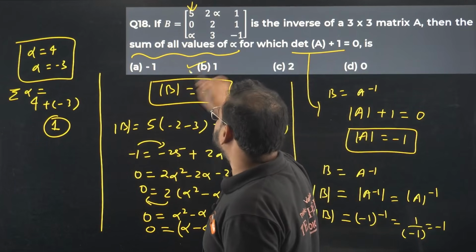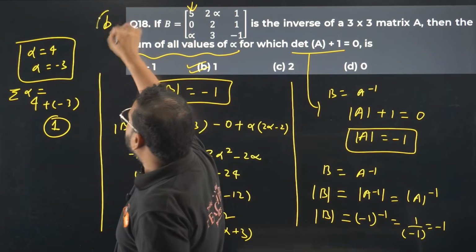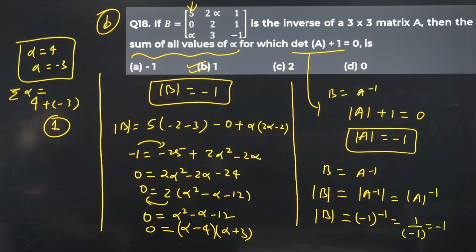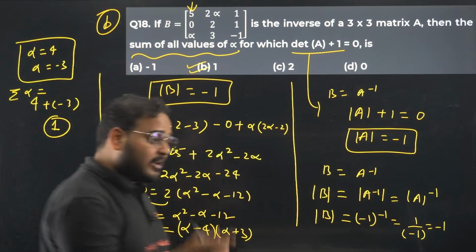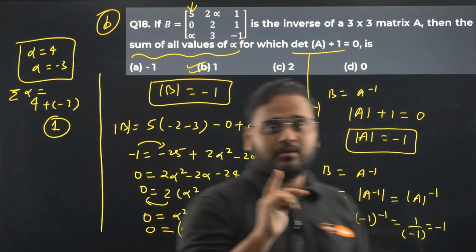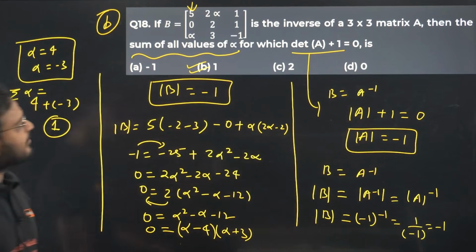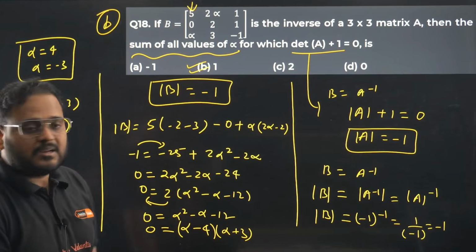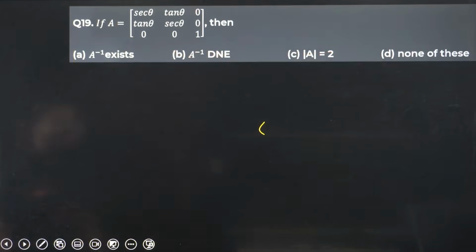Option B is correct. Very easy and interesting question. Good question, okay? Question number 18, option B is correct. Answer is 1. If I have made any mistake in the calculation, let me know in the comment section. I might have made a mistake, but I've tried not to. 18th question, answer is B. Clear? 19th one now. Last 2 questions.